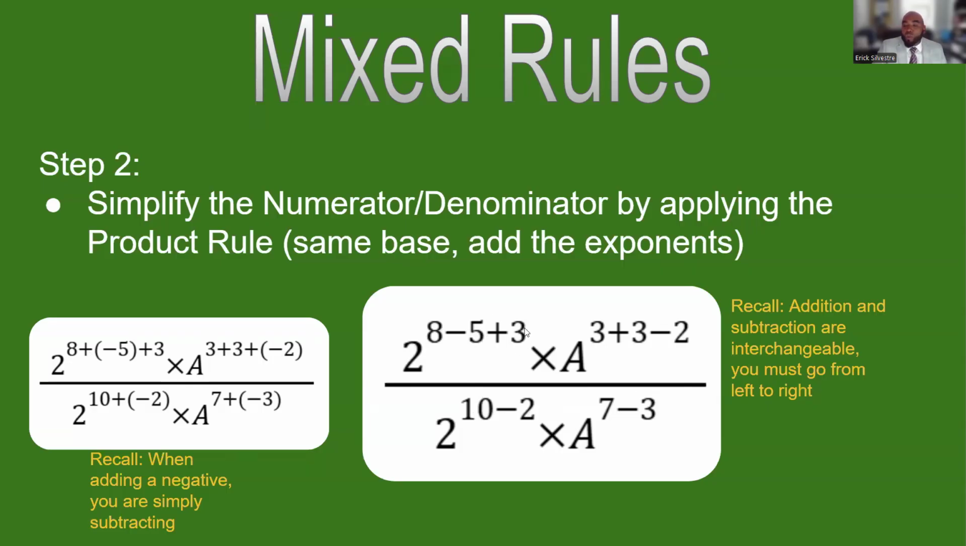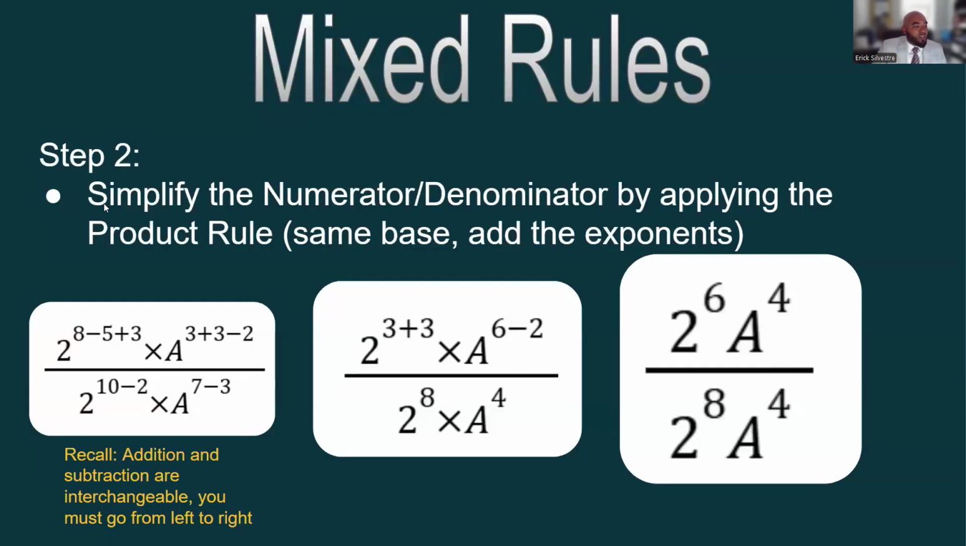All right. Again, you follow your order of operations. We know that addition and subtraction are interchangeable, so we have to go from left to right. So I will do 8 minus 5 plus 3. In this case, I will do 3 plus 3 minus 2. In this case, I'll do 10 minus 2. And in this case, I'll do 7 minus 3. All right. So right now, once I do this, I simplify the numerator and end up with 2 to the 6th power and a to the 4th, and the denominator, 2 to the 8th power and a to the 4th.